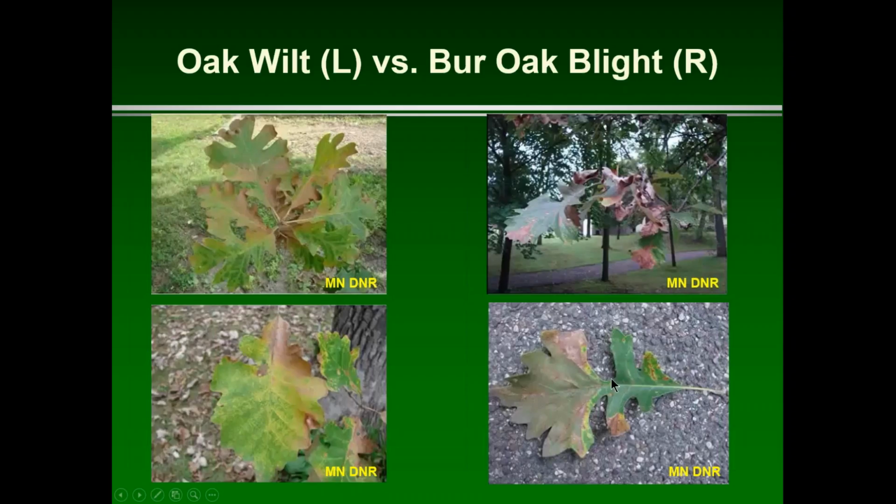The bur oak blight discoloration, once again, in many cases you tend to find this wedge-shaped discoloration on many of the leaf blades because the disease is actually causing a discontinuity in the main veins of the plant.